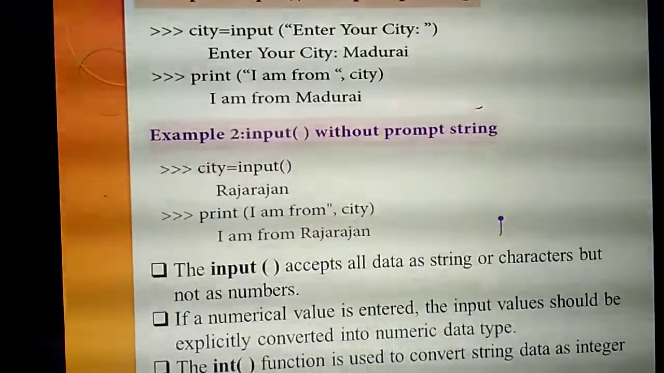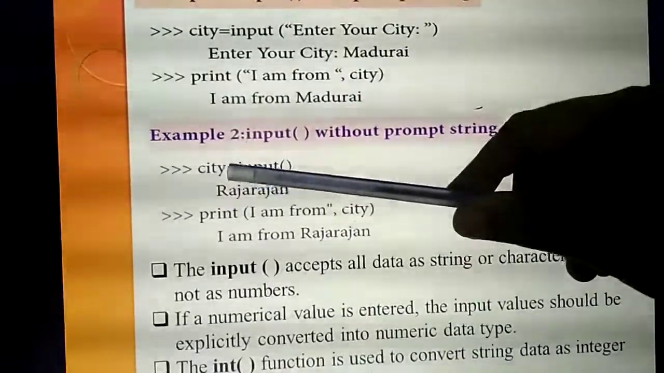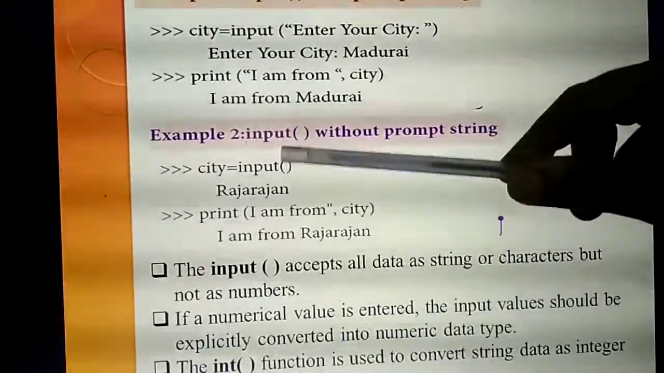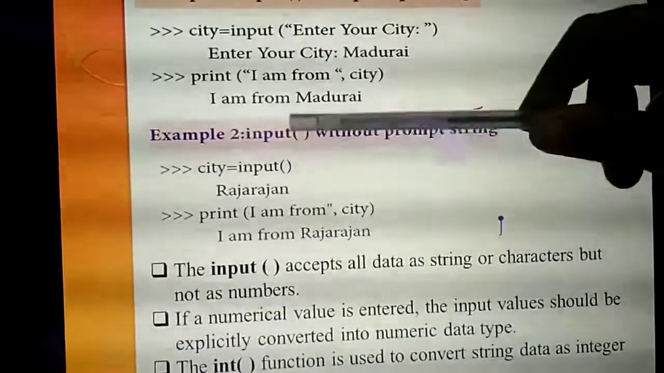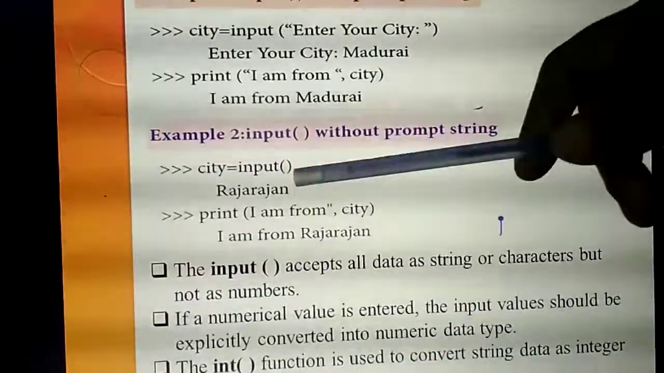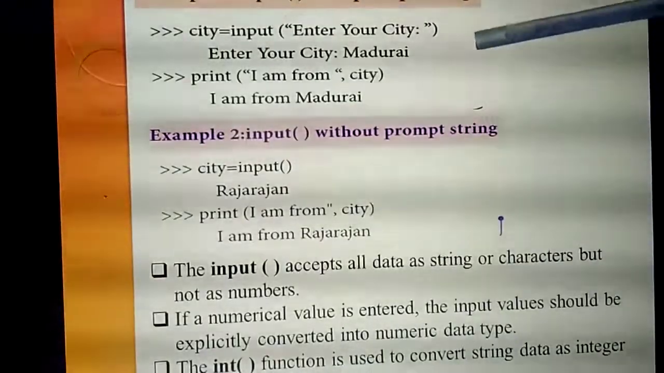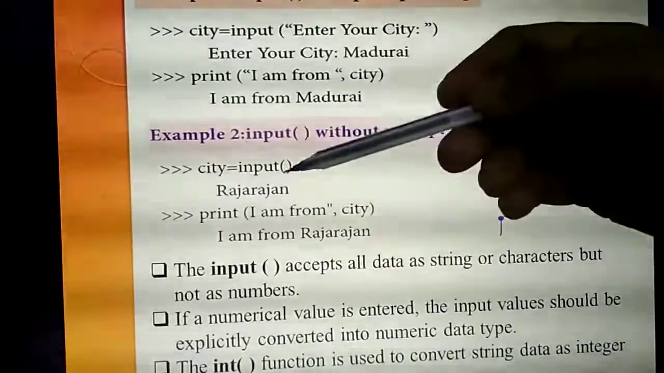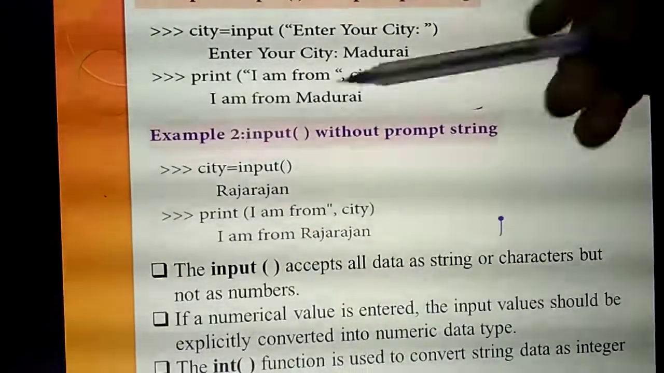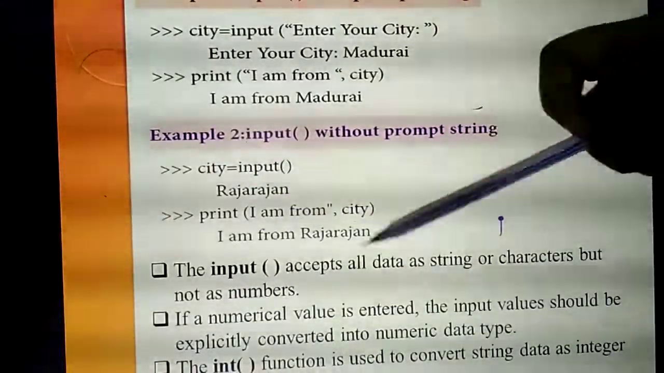Next example, the input function without a prompt string. Listen. What's the variable name? City equal to input of. Have I given any message or statement inside this input function? No. The prompt string is not here. While executing the program, city equal to input, I give something, Rajarajan or anything. Next line I am giving: I am from, city. Then what output will you get? "I am from" and the value you entered.